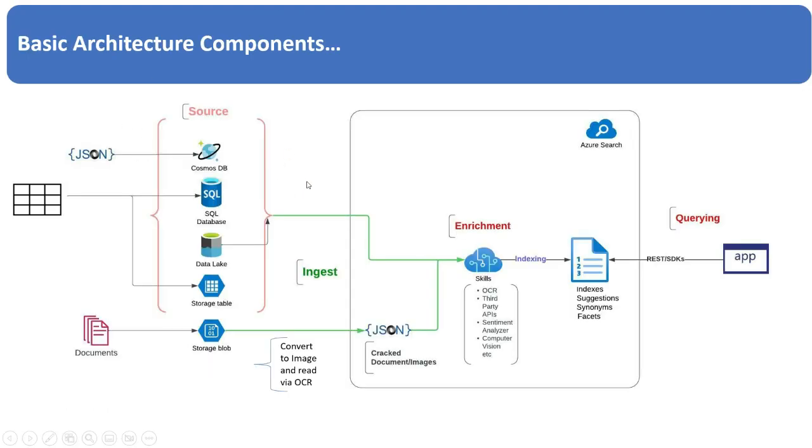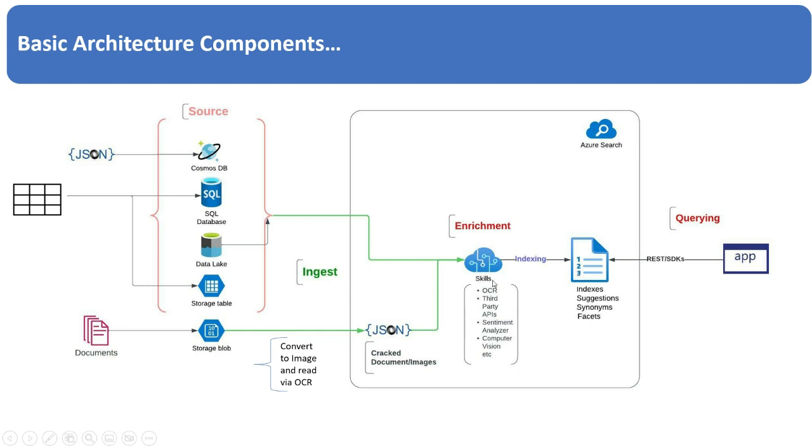Now there are some basic architecture components of cognitive search pipeline. So you will have your data at your source. The source can be Cosmos DB, SQL, data lake, storage table, or a storage blob. You can have your JSON files input into Cosmos DB. You can have data in your SQL database format, or you can simply have some PDFs that you are storing in storage blob.